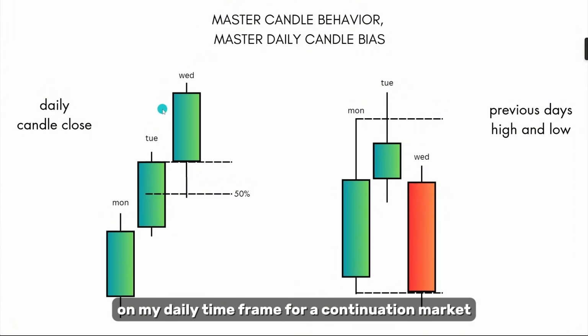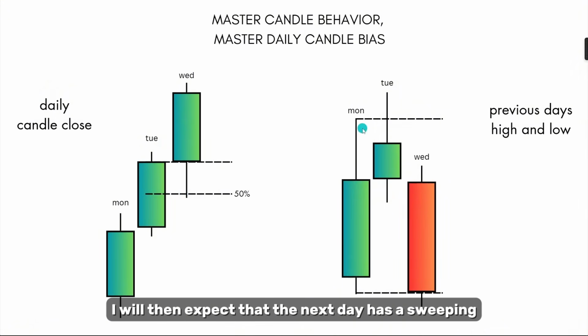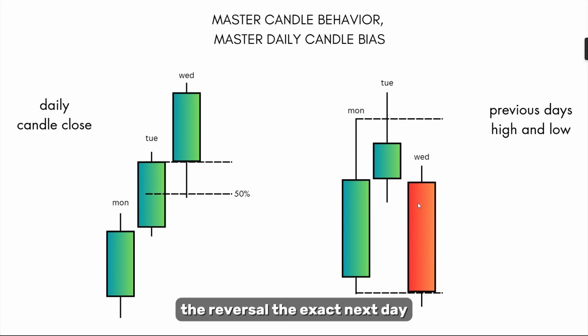For a continuation market on the daily time frame, meaning that Monday impulses, Tuesday impulses, and then Wednesday looks to also impulse, I'll be focusing on Tuesday's daily candle close, looking to trade that wick as price starts to distribute to the upside. However, in a day where we start to see weakness on our daily candles, I would expect that the next day has a sweeping procedure where I'll be looking to trade the reversal the exact next day using the previous day's high and low.